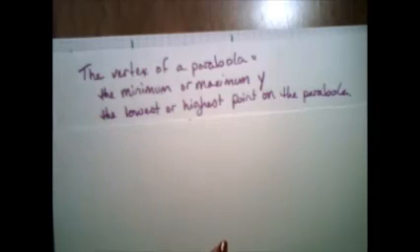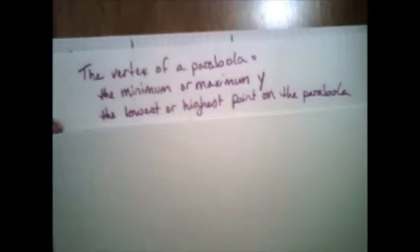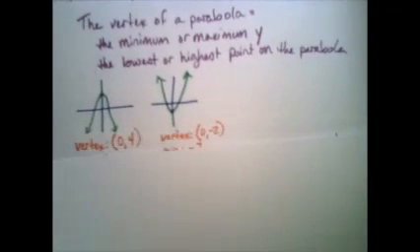The next thing this chapter talks about is the vertex of a parabola. It is the minimum or maximum y. It's either the lowest or the highest point on the parabola, and that's the single point. It doesn't have a pair like every other point on a parabola does. Every other point has a left and a right.